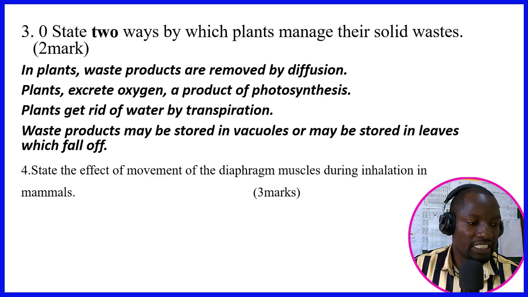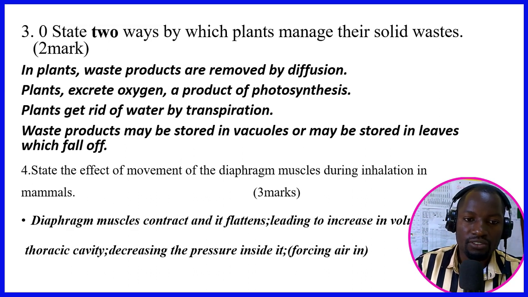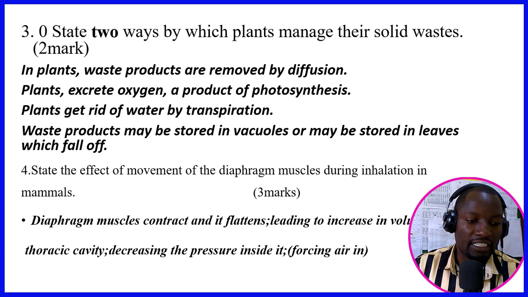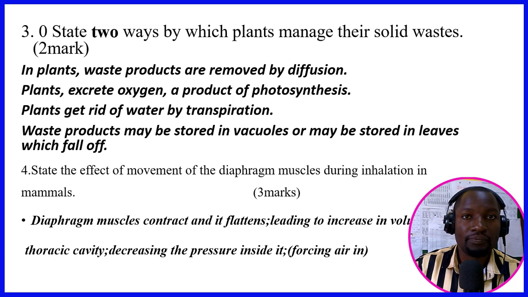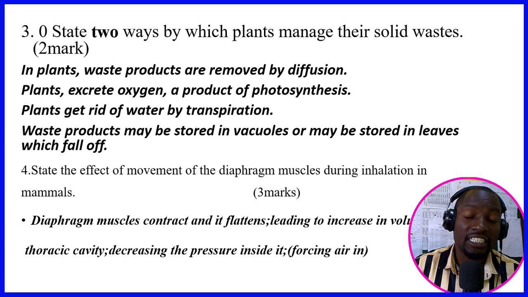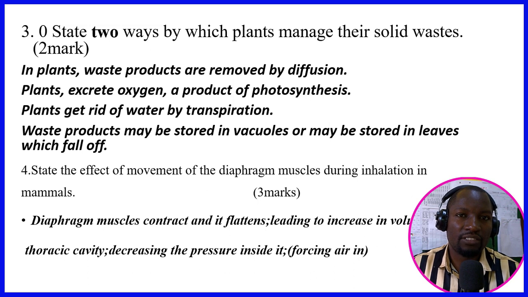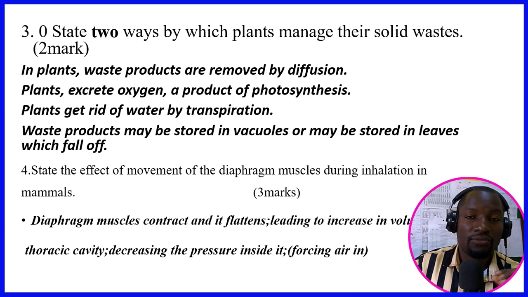Number 4, state the effect of movement of the diaphragm muscles during inhalation in mammals. The diaphragm muscles contract and flatten, and this leads to increased volume of the thoracic cavity. This causes a decrease in the pressure inside the thoracic cavity, and once the pressure has dropped, this forces the air in.